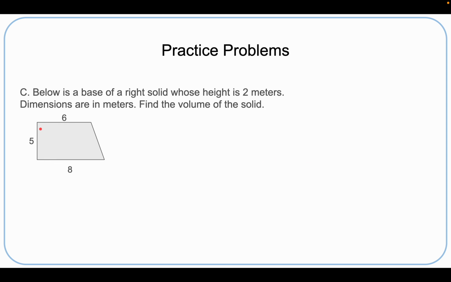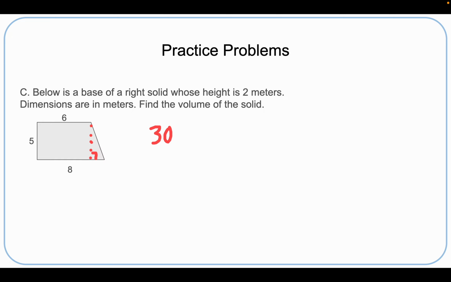And our last one: below is the base of a right solid whose height is 2 meters. Dimensions are in meters. Find the volume of the solid. I don't have the three-dimensional picture of this one, but this is the base of it. So we need to break this figure into two pieces. We'll figure out the area of this rectangle and then the area of this triangle and add them together. So we have 5 times 6 for the rectangle. And then our triangle here, this whole piece was 8 and this portion was 6, so the remaining amount here is 2. And then the height is 5.